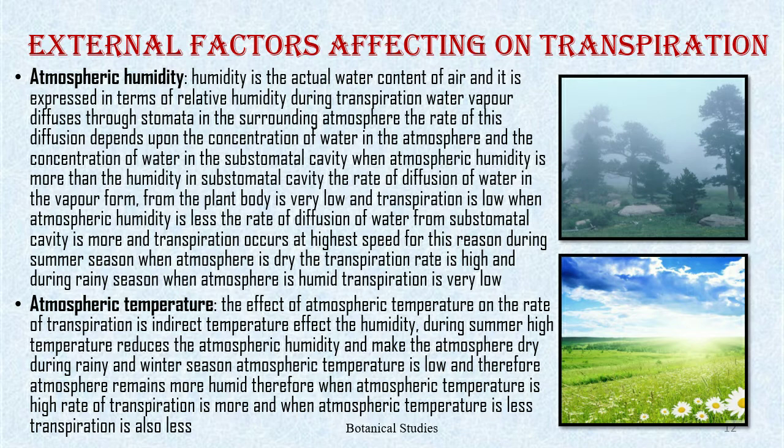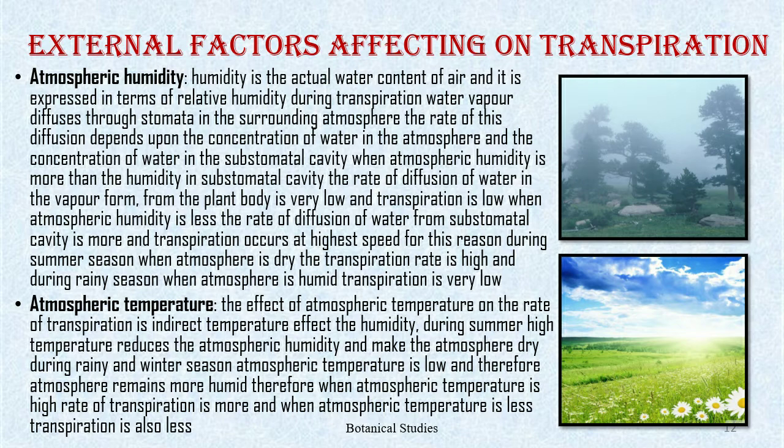When the atmospheric humidity is more than the humidity in the substomatal cavity, the rate of diffusion of water in the vapor form from the plant body is very low and transpiration is low. When atmospheric humidity is less, the rate of diffusion of water from the substomatal cavity is more and transpiration occurs at higher speed. For this reason, during summer season, when the atmosphere is dry, the transpiration rate is high, and during rainy season, when the atmosphere is humid, transpiration is very low.